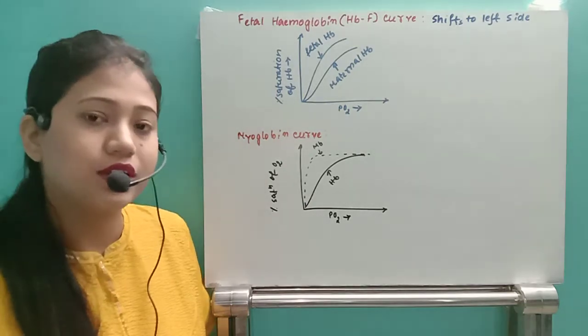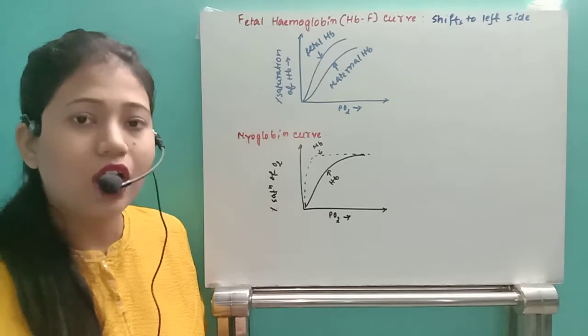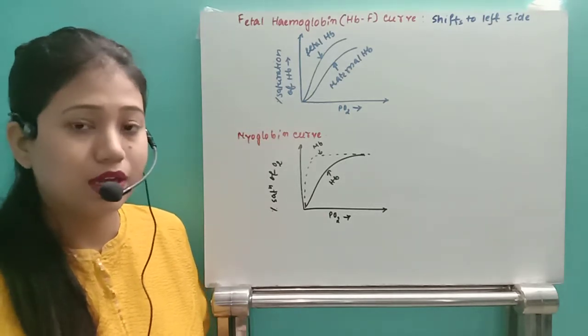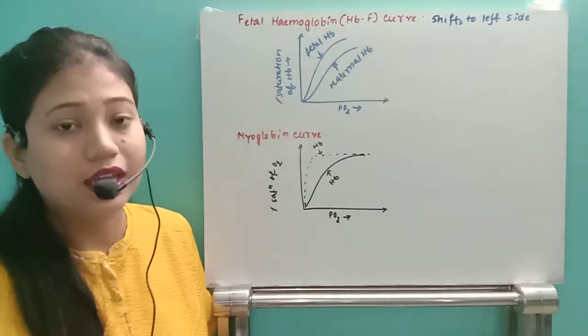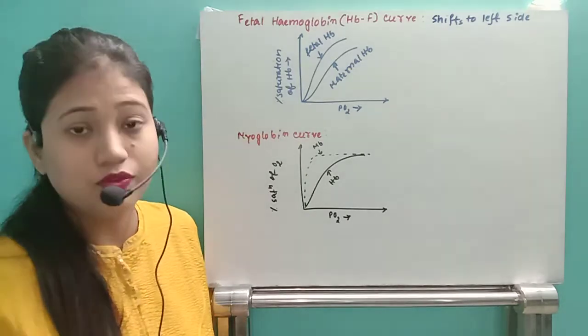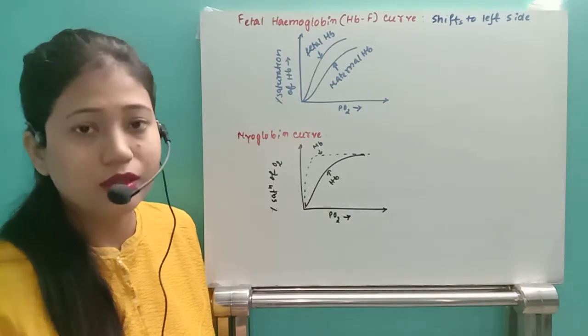Now we are going to discuss the two other curves, which are not that important from the board point of view, but sometimes in medical examination questions can be asked. So first of all, the fetal hemoglobin dissociation curve. First of all, we need to know what is the fetal hemoglobin.